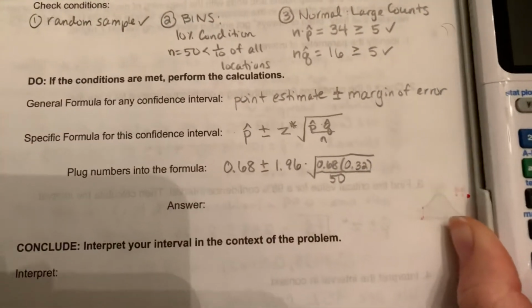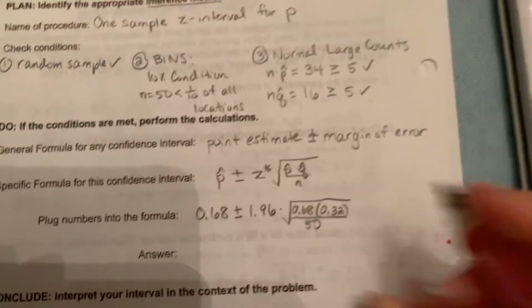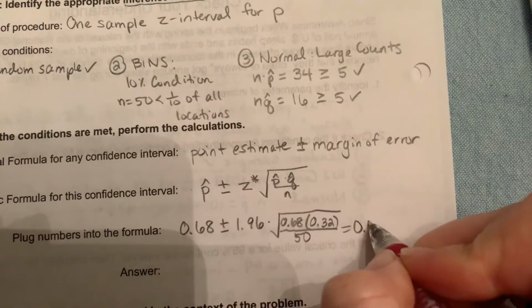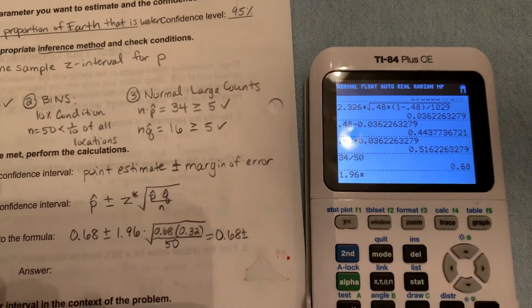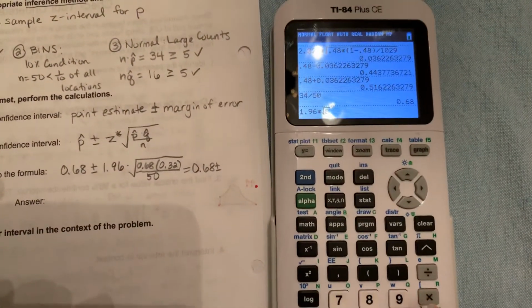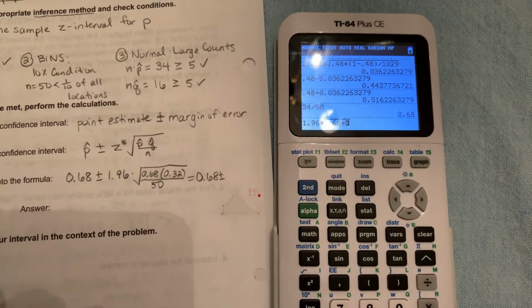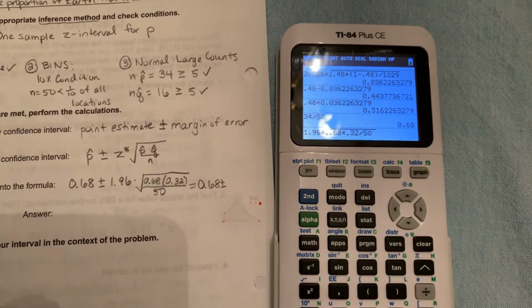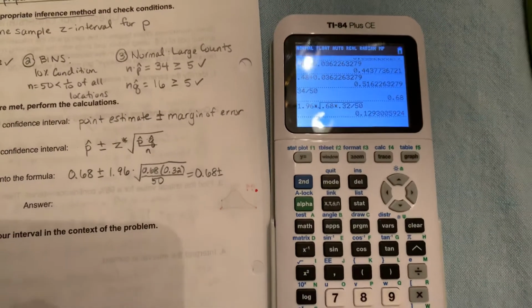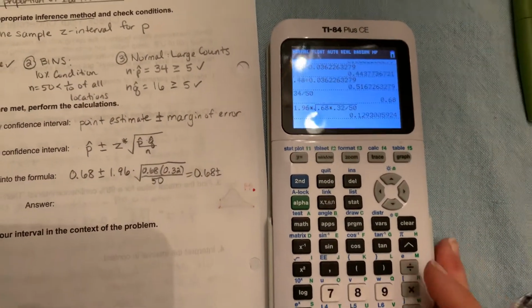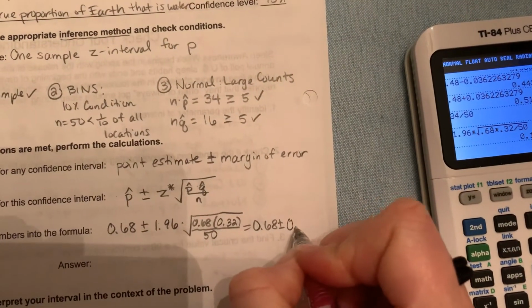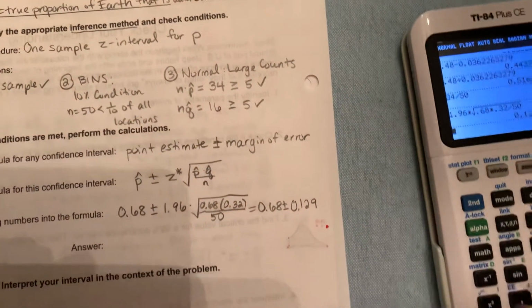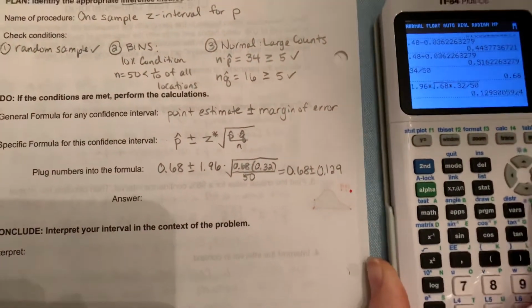Okay, let's multiply out this right part. This is going to be 0.68 plus or minus 1.96 times the square root of 0.68 times 0.32 divided by 50. All right, I get 0.129. Okay, so I have 0.68 plus 0.129. I'm choosing to round to 3 decimal places this time because that's what your book suggests.